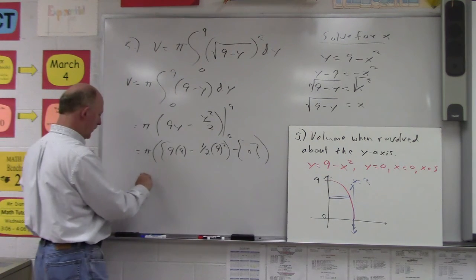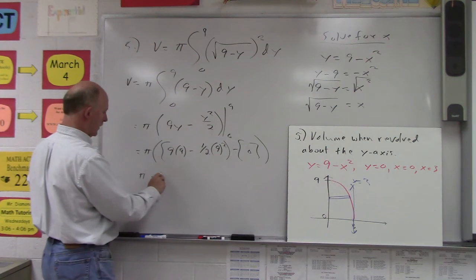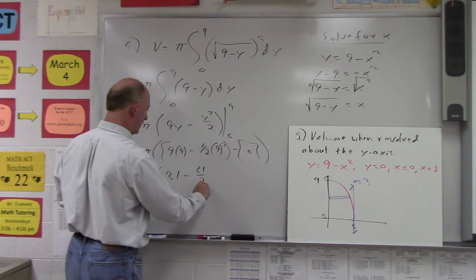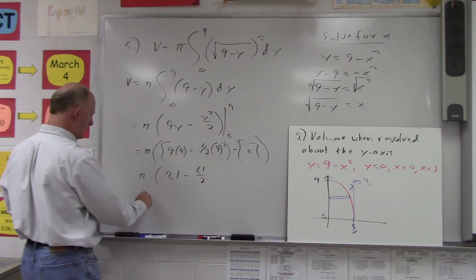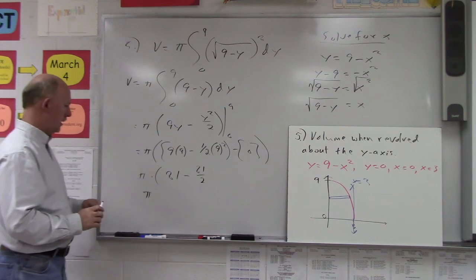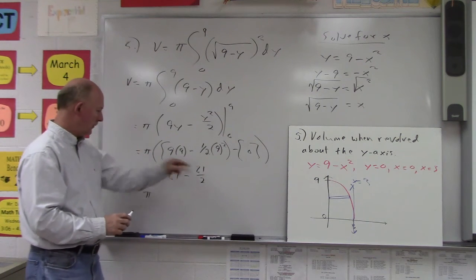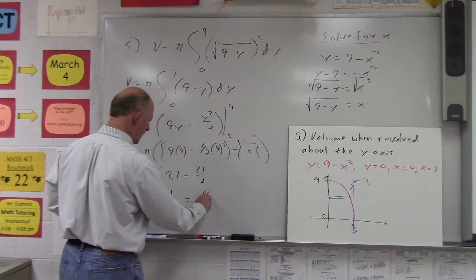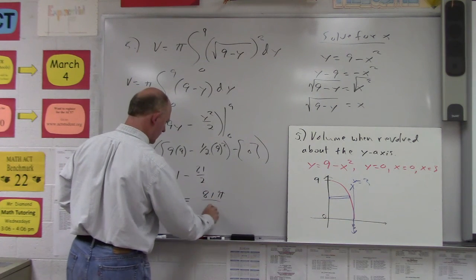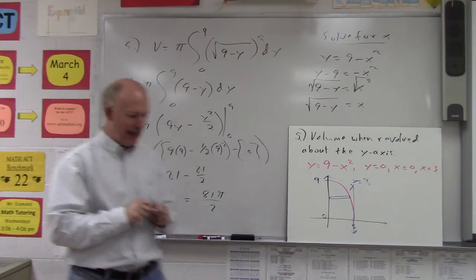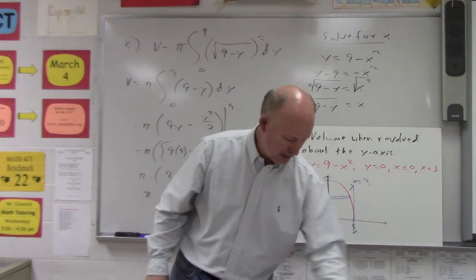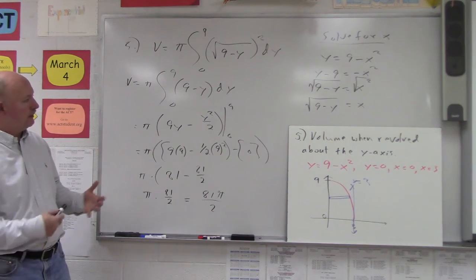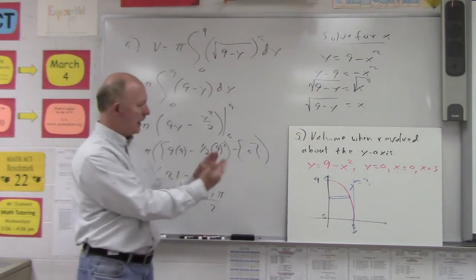And what do we end up with? We have pi times 81 minus 81 over 2, which is 162 over 2 minus 81 over 2, which becomes 81 pi over 2. And that should be our volume for our last problem. So 81 pi divided by 2 will be our volume. So we did at least one example where we're rotating about the y-axis.